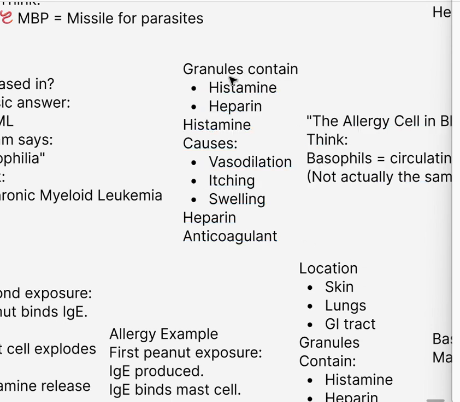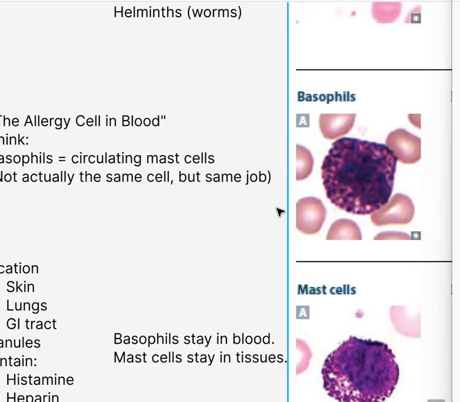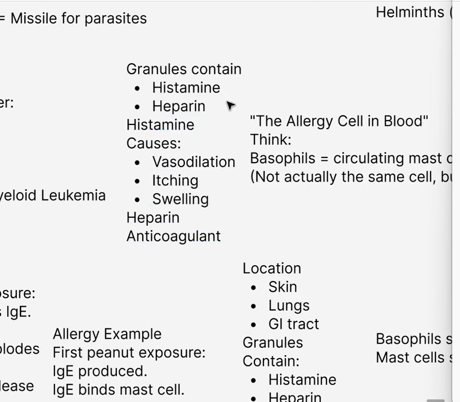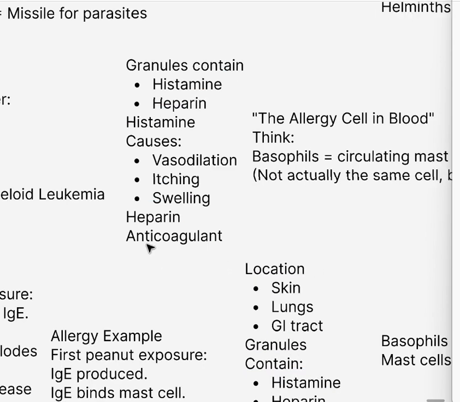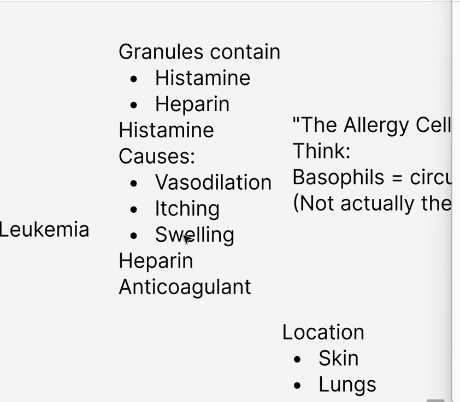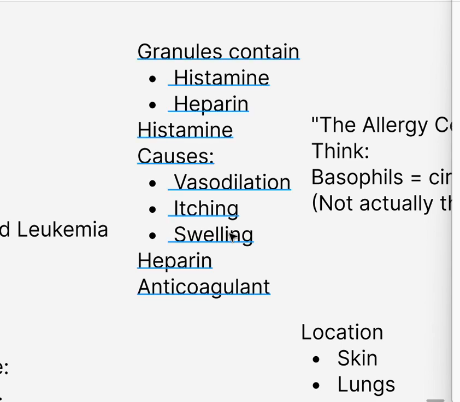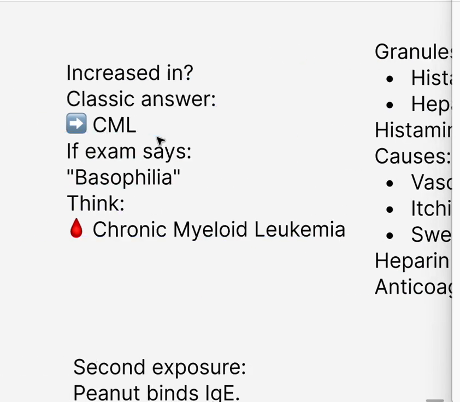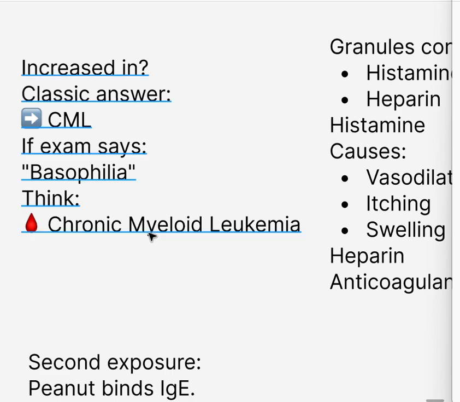So I'm going to go again and tell you about these granules of basophils. Basophils contain histamine and heparin. Histamine is the one that causes vasodilation, itching, and swelling, your allergic symptoms, and heparin causes, sorry, anticoagulation, so it causes bleeding. Now, a classic question: basophils are increased in CML. So if the exam says basophilia, think about CML. I just told you that in CML, all the myeloid cells are increased, right?